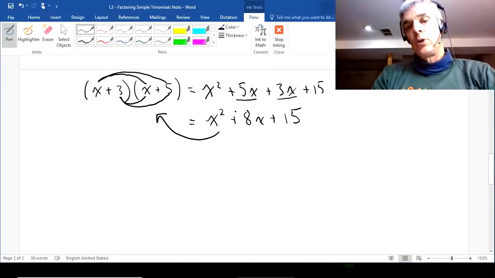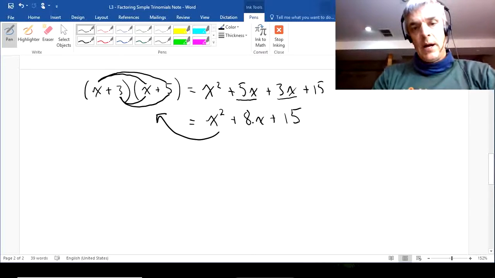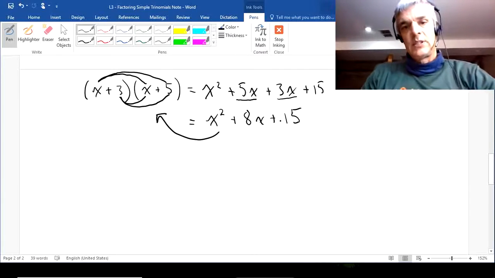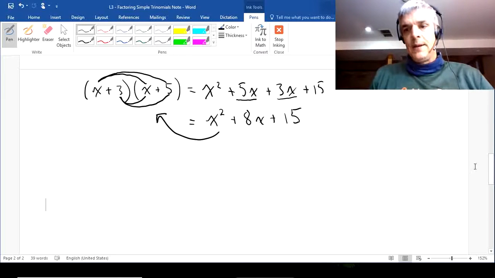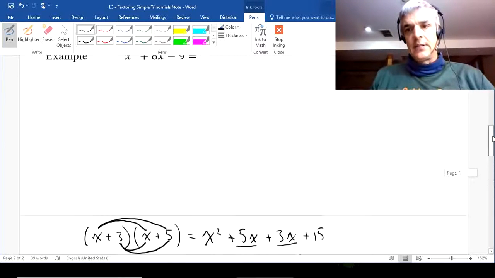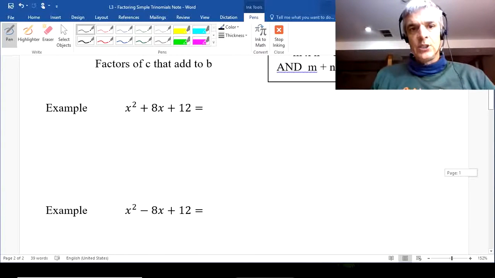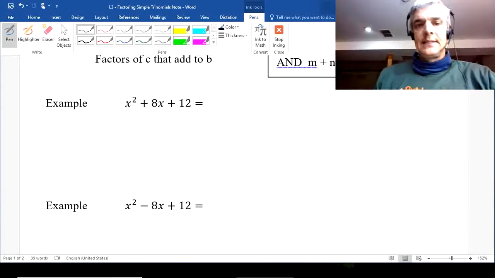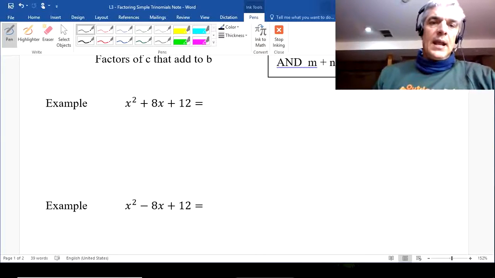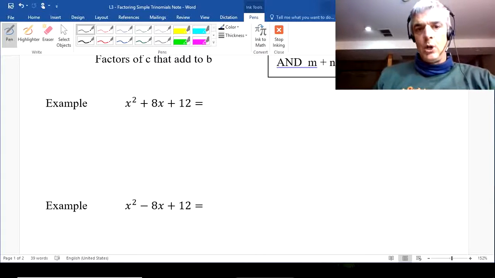So I'm going to move to a couple of examples, and we'll use some ones that have positive and negative signs. So we're going to start with something with positive signs, but we will eventually get to negative signs as well. So let's start with the first example, which is x squared plus 8x plus 12, and we want to make it into a multiplication question.